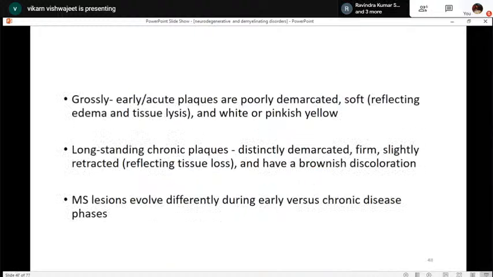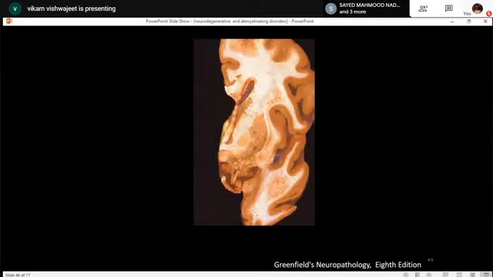So grossly, the acute lesions are poorly demarcated, soft, and white to pinkish yellow, while the long-standing chronic plaques are distinctly formed, slightly retracted, and have a brownish discoloration. MS lesions usually evolve differently during early versus chronic disease phases, and within each phase, different types and stages of demyelinating activity are evident.